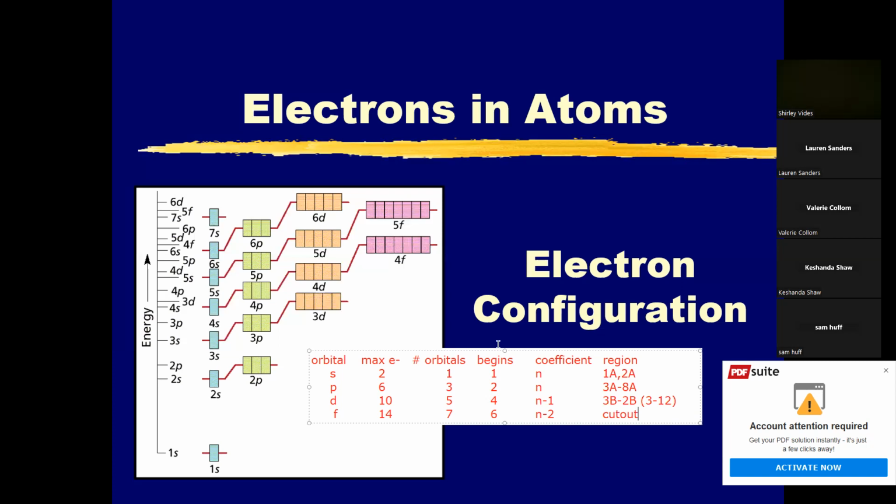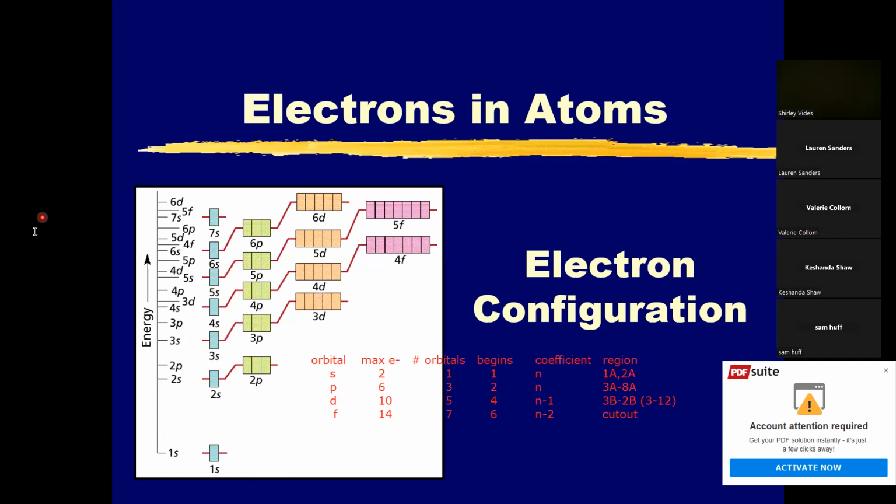All right, so this diagram shows you everything that I just wrote. You notice that level 1 is where the 1s begins. Let me get my spotlight so you can see it. See how it's 1s? That's the first s. It begins in level 1. There is one orbital, that's one box, which has a maximum of 2 electrons, because that's how many each orbital can hold.